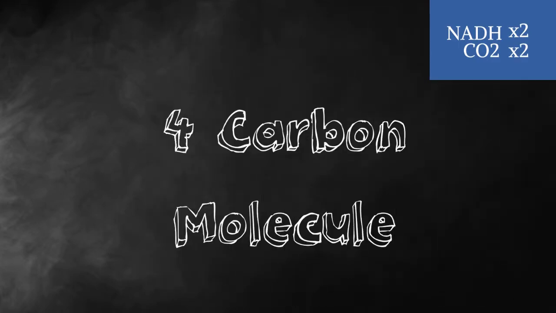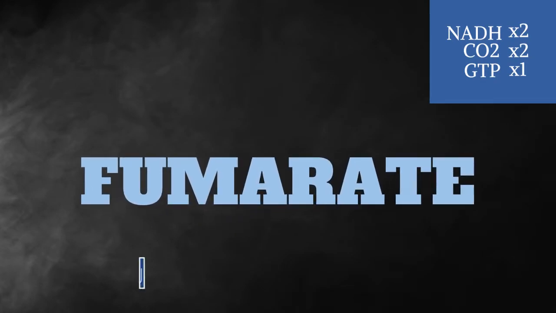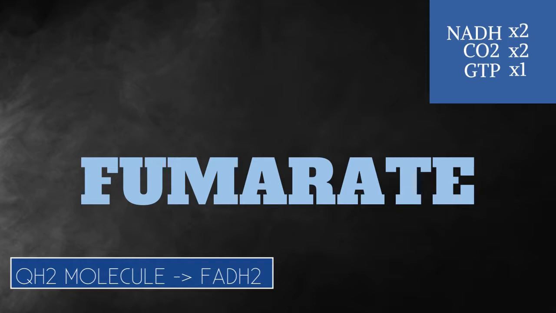The next process leads us to succinate, in which a molecule of GTP is generated. Succinate is then converted into fumarate, which produces a QH2 molecule used to produce FADH2.